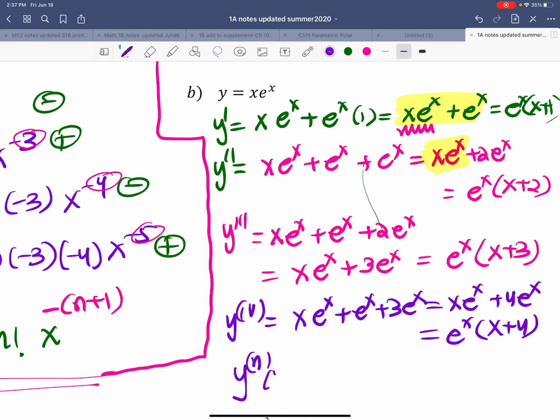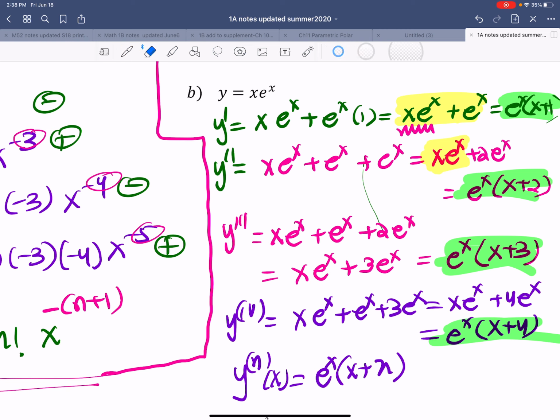So y and x, the nth derivative, is going to be, I can see they all have e to the power x. So I'm looking for a pattern in these derivatives. They all have e to the power x, and they all have x plus some number, and that number is same as whatever derivative you're doing. If you're doing second derivative, then you have x plus 2, third derivative x plus 3, fourth derivative x plus 4. So this is going to be x plus n. That's an n, x plus n. And that's it. That's the nth derivative here.